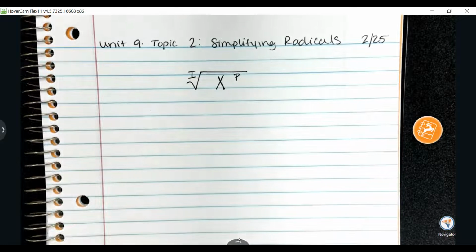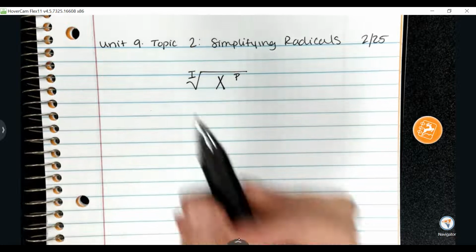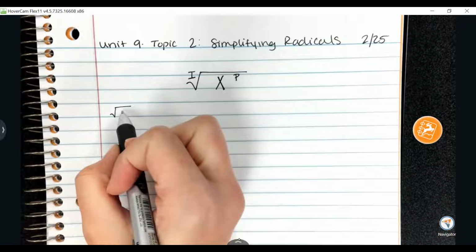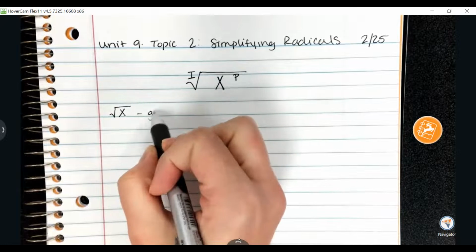So here is what's different than our warm-up. When I have a square root, I'm looking for groups of how many numbers? 2. Do you know why? I have a square root of something. I look for groups of 2.